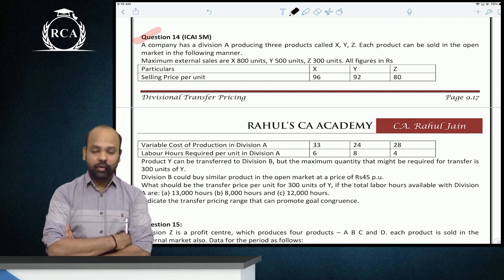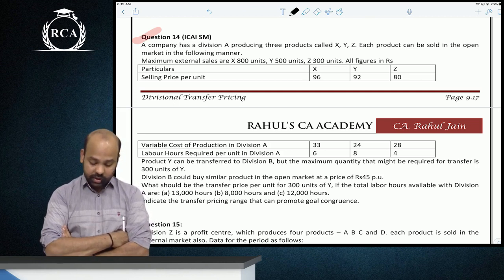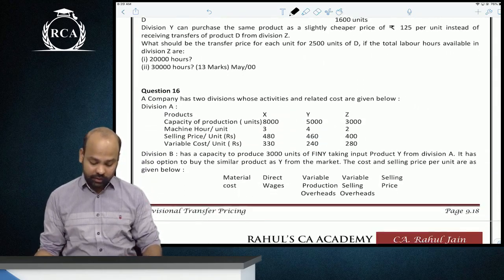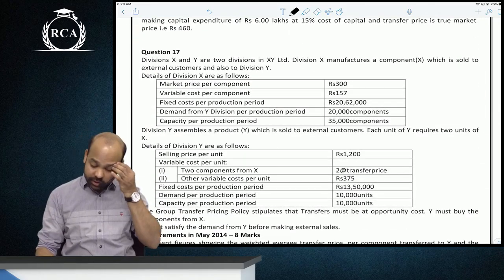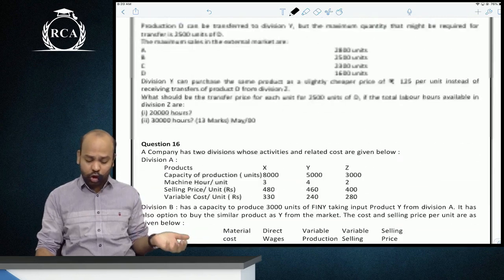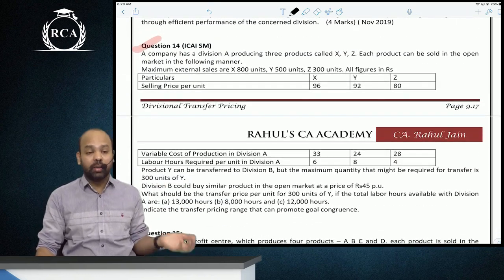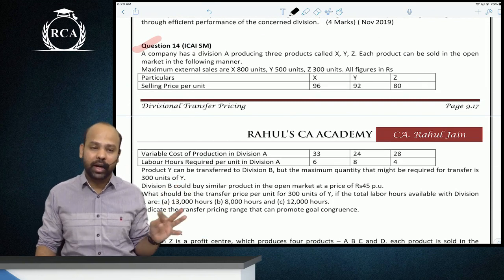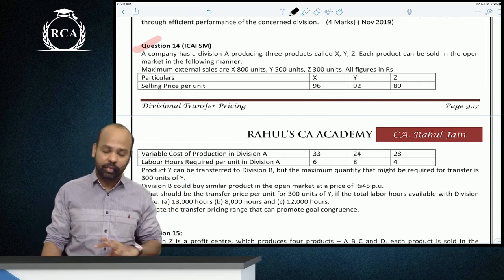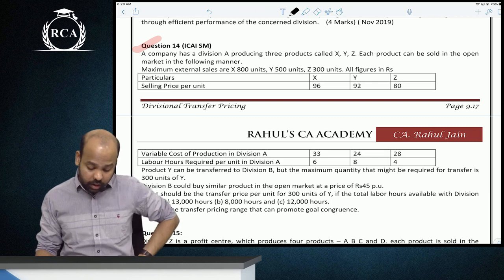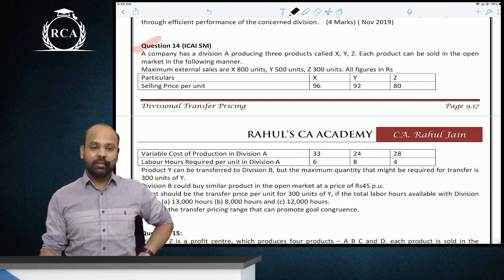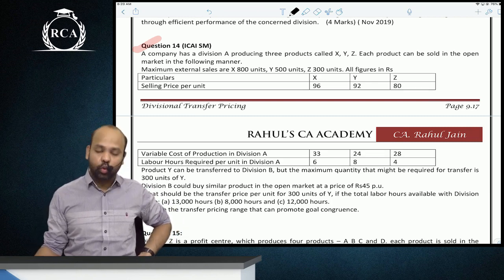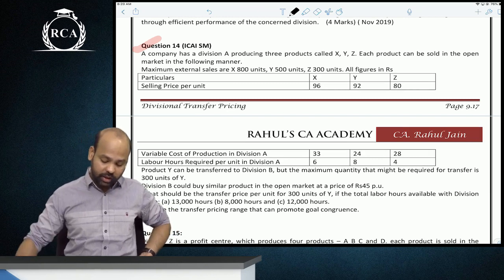Questions 14, 15, 16 are all similar questions. There's only one question included in the ICAI study material, but I've included more questions on these formats because they all talk about opportunity cost and will help you build understanding about key factor as well. Remember key factor, make or buy decisions. Principles are the same. So we have the maximum external sales for product X, product Y, and product Z. All figures are in rupees.